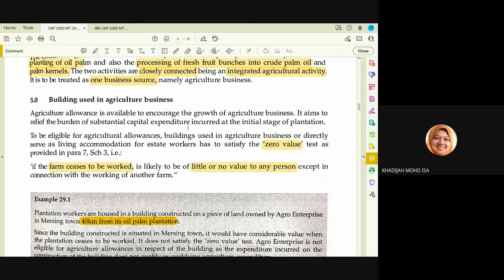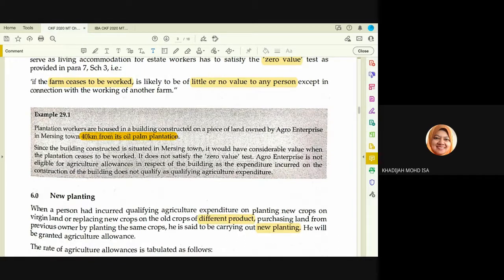All right, but if it's no value, then you can claim that as agriculture allowance. Okay, example here: plantation workers are housed in a building constructed on a piece of land owned by Agro Enterprise in Mersing town, 40 kilometers from its oil palm plantation. So here you have two: one building for the living accommodation, the other one you have the plantation. The issue here is, is the building qualifying expenditure or not, right?